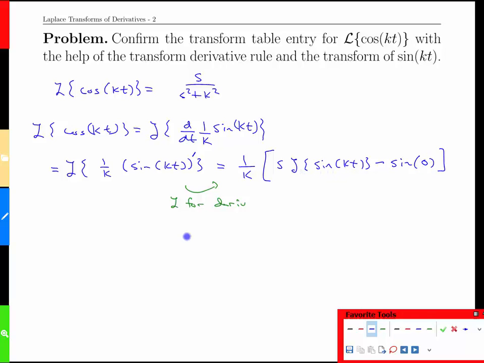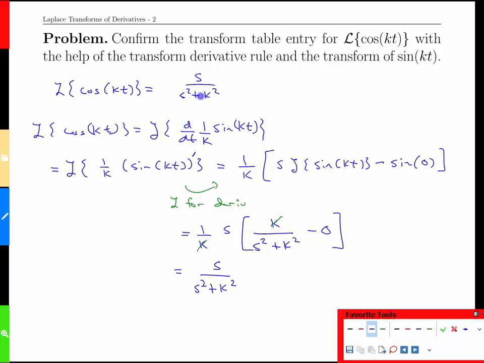And now we can simplify. So 1 over k stays out front. We have an s. We have the Laplace transform of sine of kt, and that is in our table. It's k over s squared plus k squared. And sine of 0 is simply 0. And lo and behold, we have a k in the numerator and denominator. When we simplify, we end up with the same expression for cosine as we had in the table.